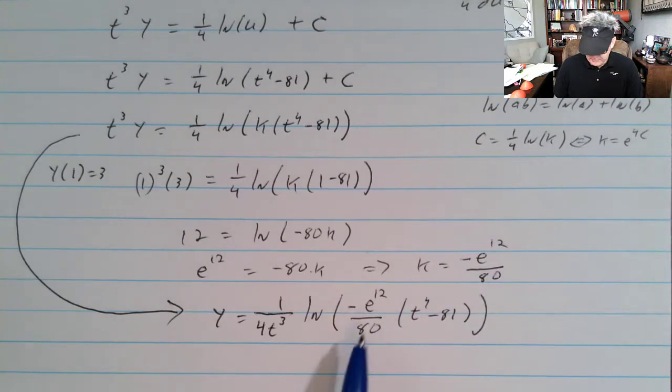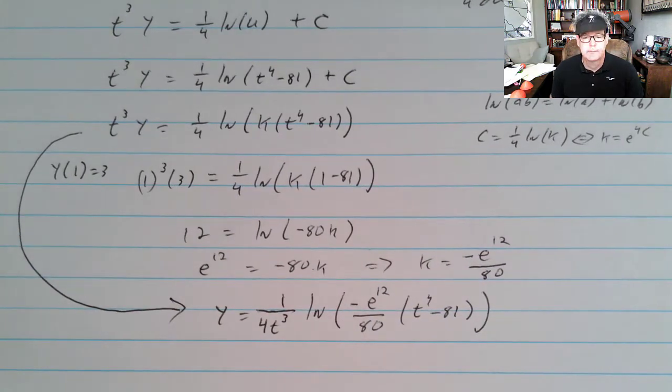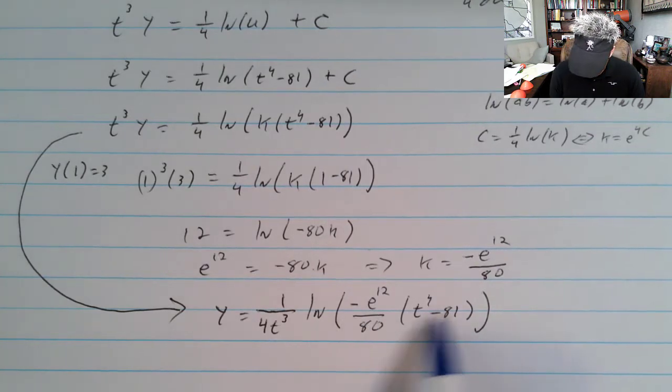And in a way, if I were to distribute this negative, it was as if I did the absolute value. But it might look nicer to actually do that, but I'll leave it like this. So there's the answer.